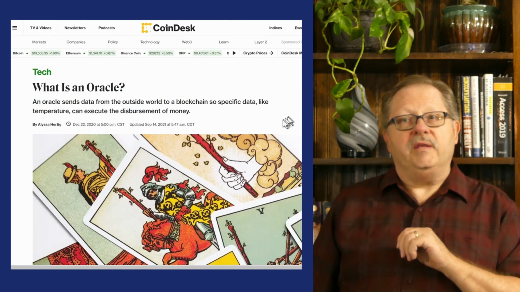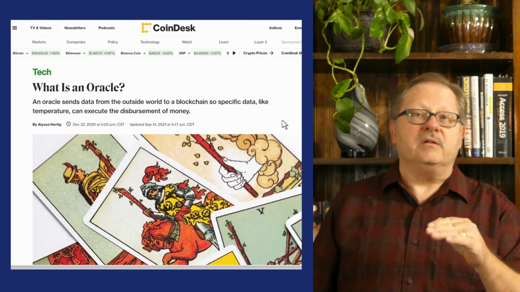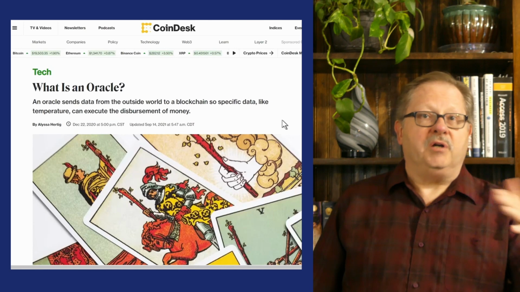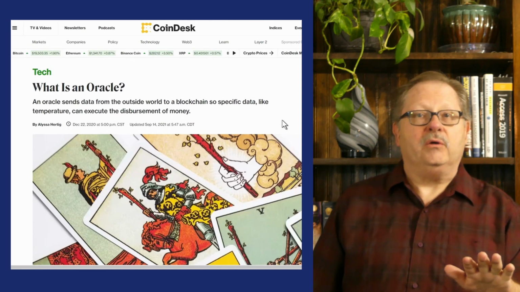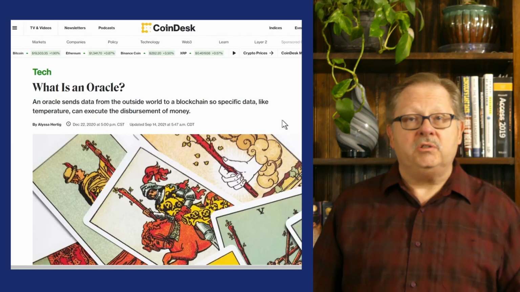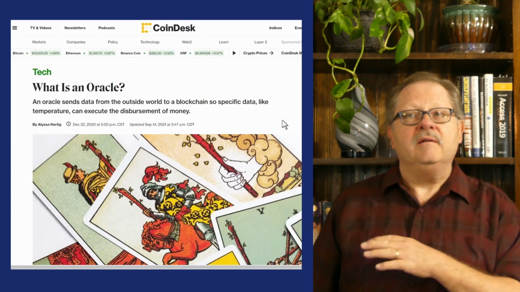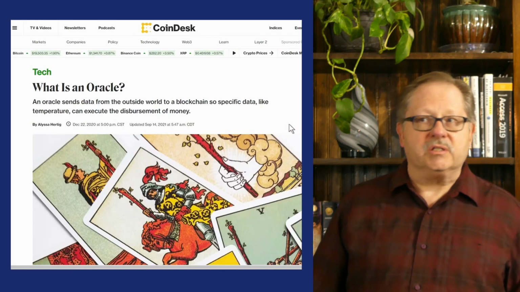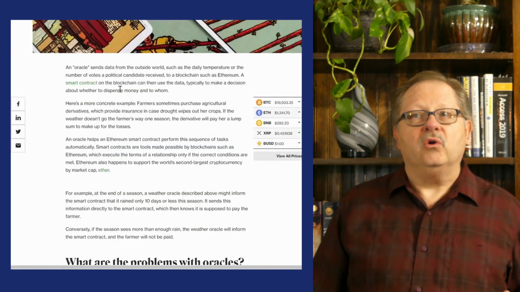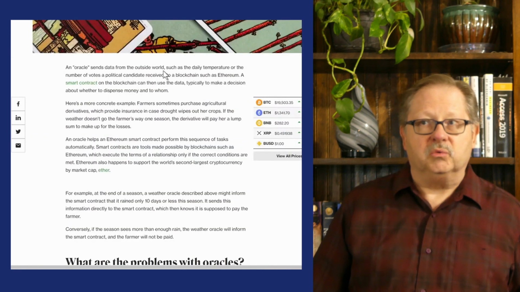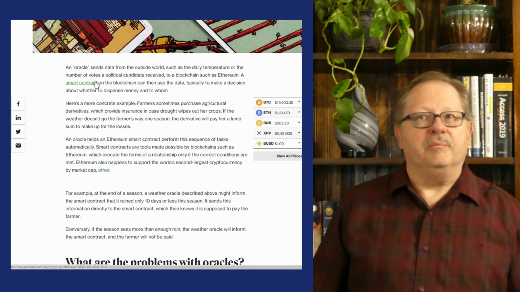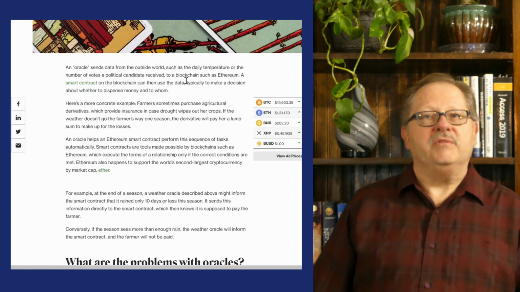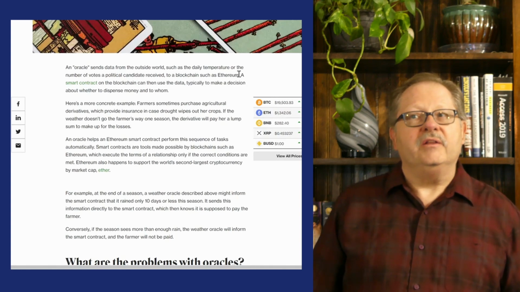The idea here is you execute a smart contract that says if the farmer gets enough rain in the particular year, then the contract doesn't pay him. But if he does not get adequate rain, so that there's maybe a drought, or gets too much rain and gets flooded, the smart contract then pays out. It's kind of like attaching it to an insurance policy. An oracle literally sends data from the outside world, such as daily temperature, the number of votes for a political candidate, or various other pieces of data like the stock market, to Ethereum in this case.